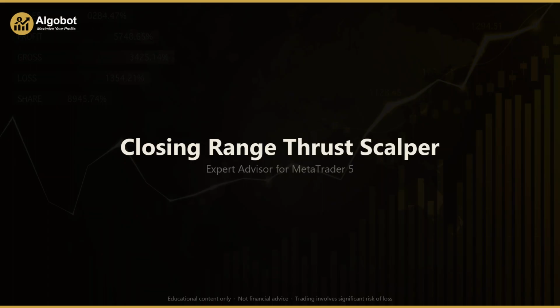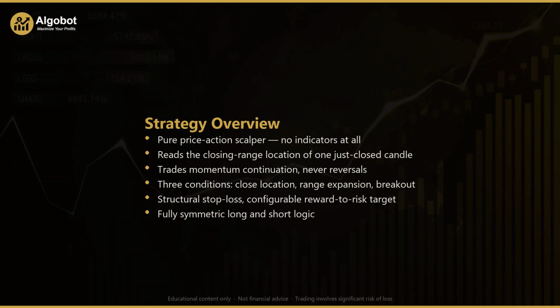So let's get started. So what exactly does the Closing Range Thrust Scalper do? At its heart, this expert advisor is a momentum continuation scalper that works purely from candle geometry. There are no moving averages, no relative strength index, no average true range, and no oscillators of any kind. Every decision comes from just four numbers on a single candle. It's open, it's high, it's low, and it's close.